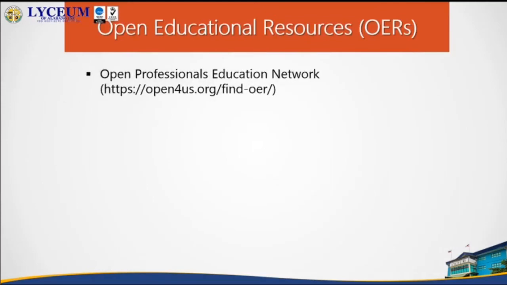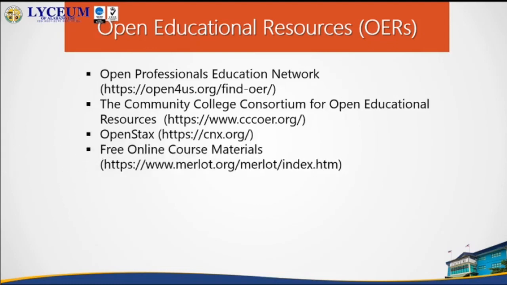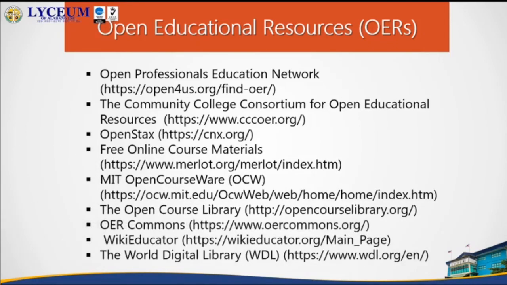These are examples of open educational resources. Number one, the Open Professional Education Network. They provide peer support and technical assistance to all grantees of the 2 million Trade Adjustment Assistance Community College and Career Training, or TAACCCT, grant program from the U.S. Department of Labor, giving free information. Next, the Community College Consortium for Open Educational Resources, and some more. So these are some examples of open educational resources which you can use for your research.